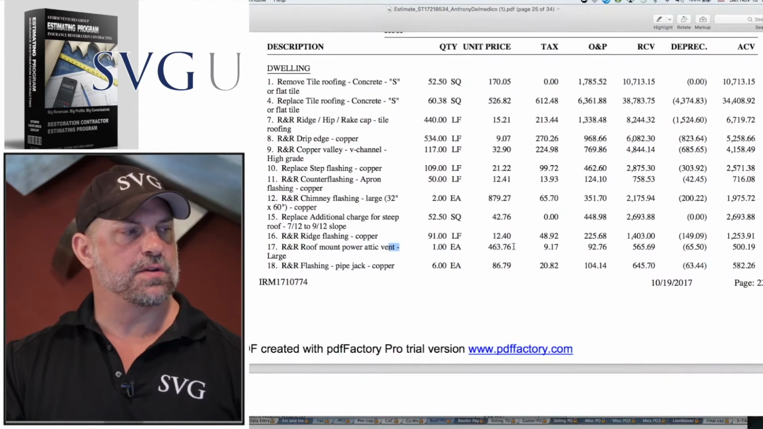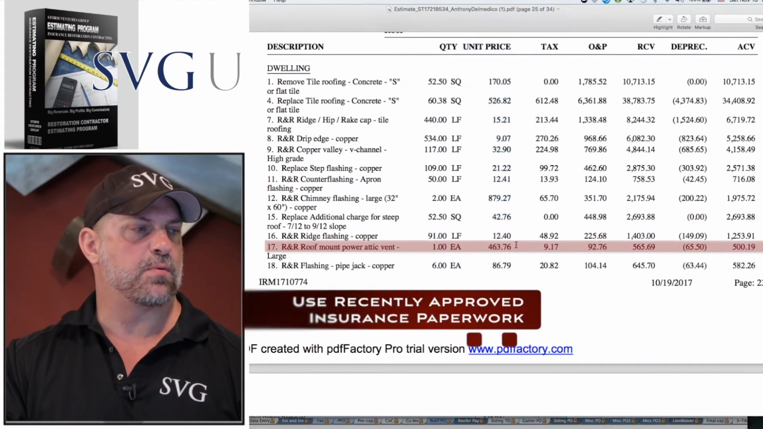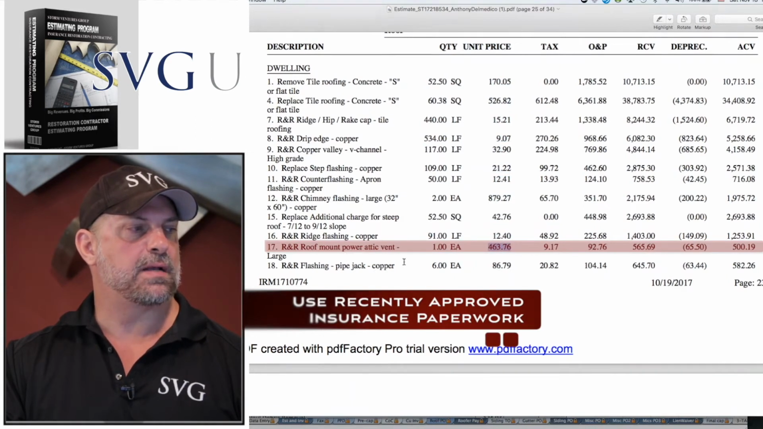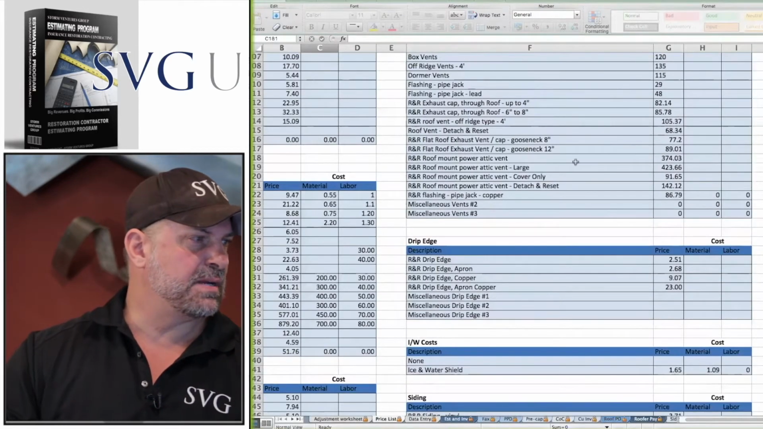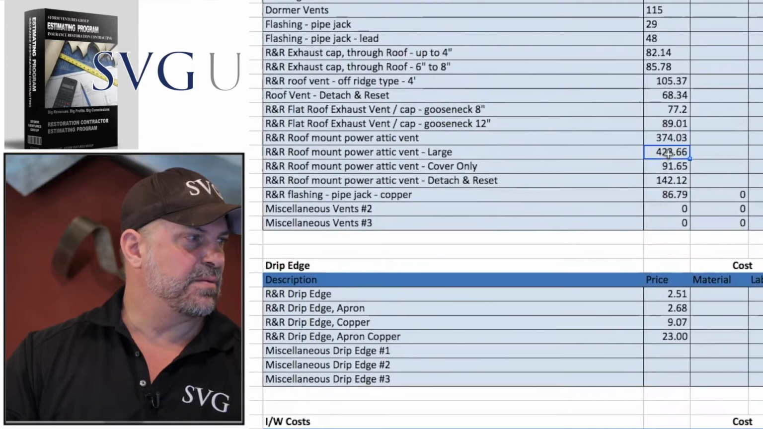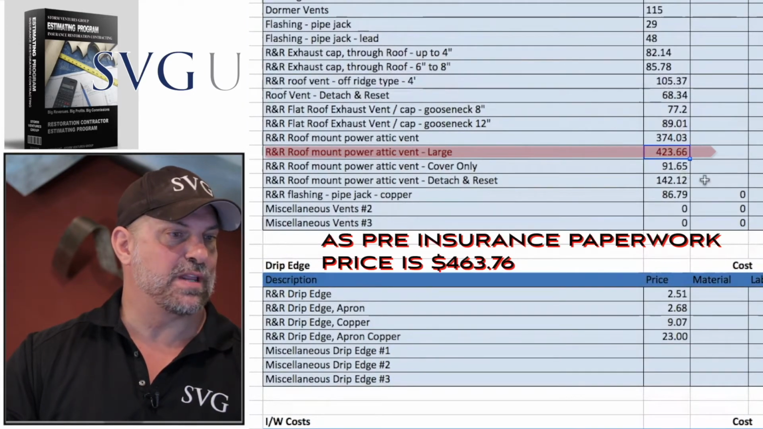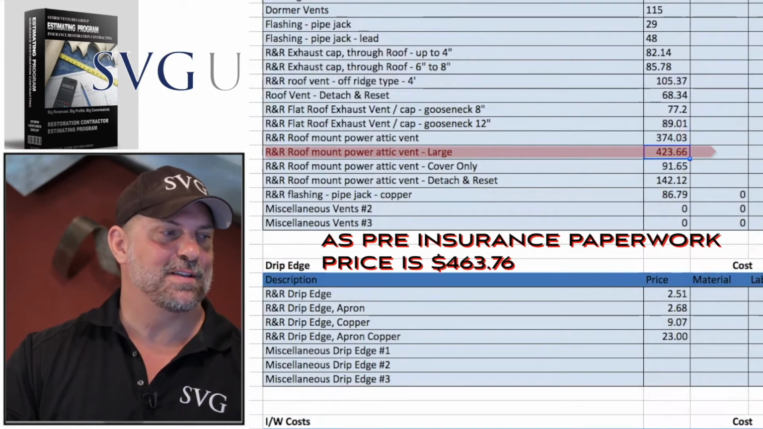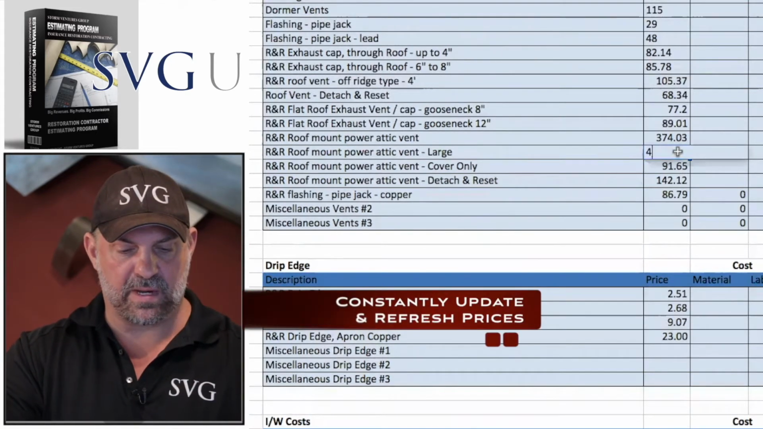Here's another one I've just noticed, guys, and again, this is a recent set of approved insurance paperwork in Florida. We've got remove and replace roof mount power attic vent at $463.76. And if we look in our database here in the SVG program, we've got remove and replace roof mount power attic vent large at $423. So obviously, we want to go with that new price, $463.76.